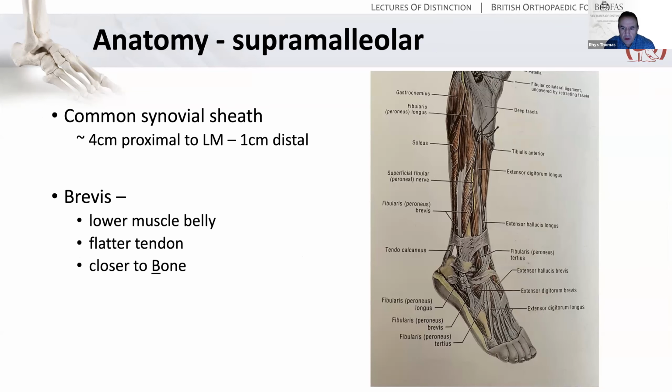So in the supramalleolar region, both tendons run in a common synovial sheath. This runs from about 4 centimeters above the lateral malleolus to 1 centimeter distal to the lateral malleolus. Within the supramalleolar region, the brevis has a lower muscle belly, it's a flatter tendon, and it's closer to the bone. This is obviously important if you're exploring the area and you want to make sure that you know which one is your longus and which one is your brevis. So brevis, starting with a B, closest to bone.